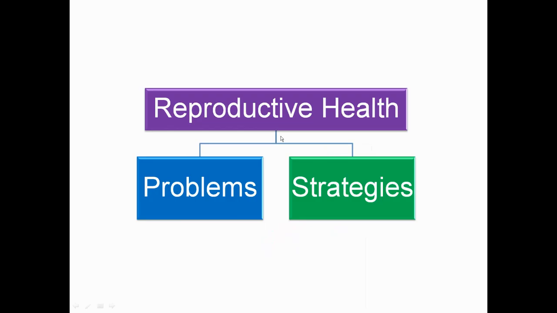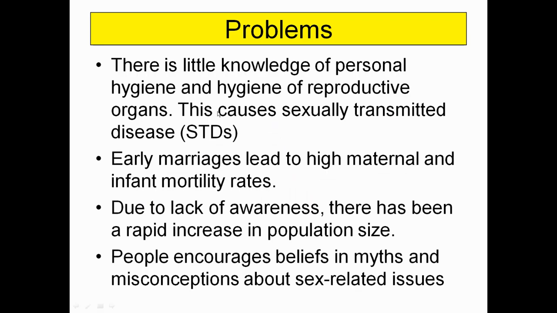Now, in this chapter, we have to cover the problems related to reproductive health and strategies being formulated to curb these problems. The problems are quite basic, related to hygiene. First basic problem is hygiene of reproductive organs, which causes sexually transmitted diseases or infection. And the next problem is early marriages, which is quite prevalent in Indian society, ultimately leading to high maternal as well as infant mortality rates.